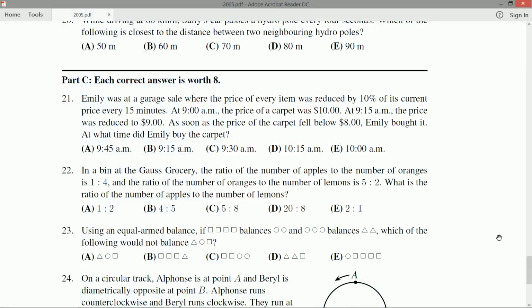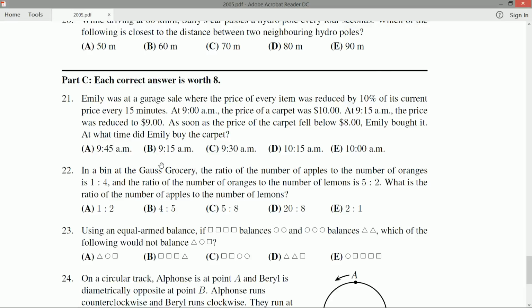Emily was at a garage sale where the price of every item was reduced by 10% of its current price every 15 minutes. That's a heck of a bargain. At 9 a.m., the price of a carpet was $10. 15 minutes later, at 9:15 a.m., the price was reduced by 10% to $9. As soon as the price of the carpet fell below $8, Emily bought it. At what time did Emily buy the carpet?